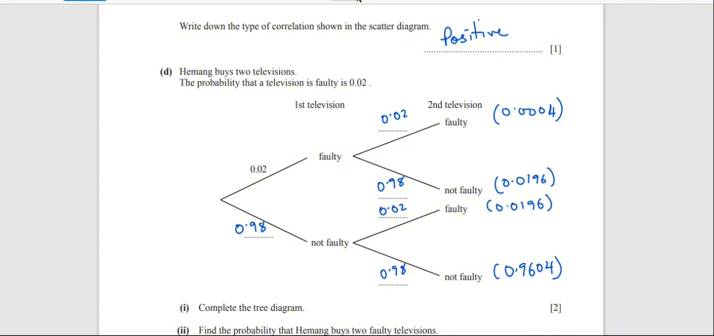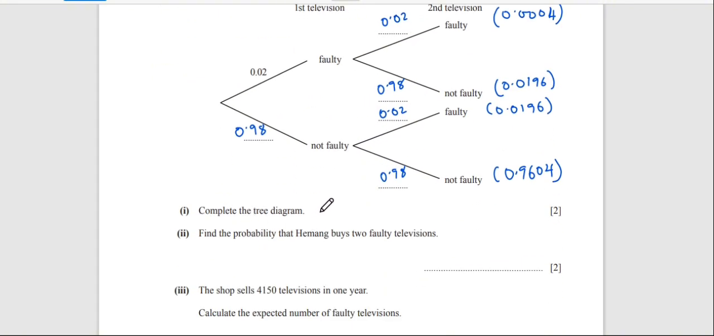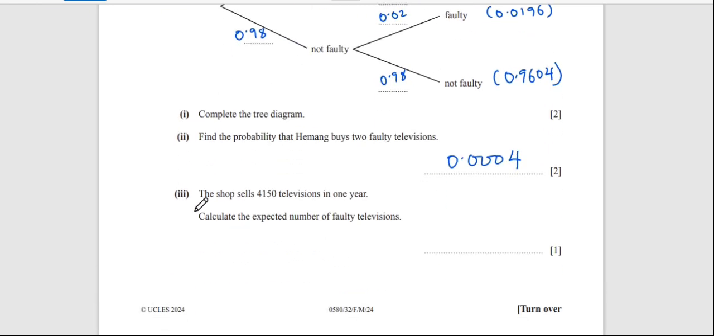So how do I get these numbers? This times this gives us this, this times this gives us this, and so on. With that, they ask us to complete our table, which we have done. They say find the probability that Hemeng buys 2 40 televisions. That means he bought the first one 40 and also the second 40, which is the first row we have here. So that will give us 0.0004. They say that the shop sells 4150 televisions in 1 year. Calculate the expected number of 40 televisions.